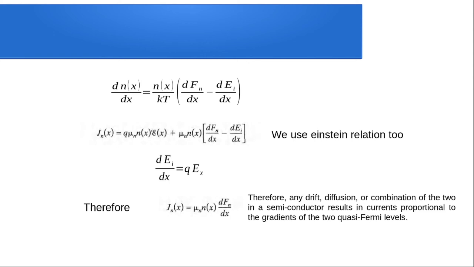This shows that the current density, when considering drift, diffusion and recombination, will be related to the gradient of the Quasi Fermi level, d by dx of Fn. So this relation shows us that we could directly relate the gradient of the Quasi Fermi level to the current density.